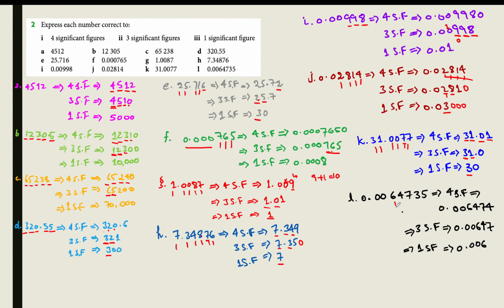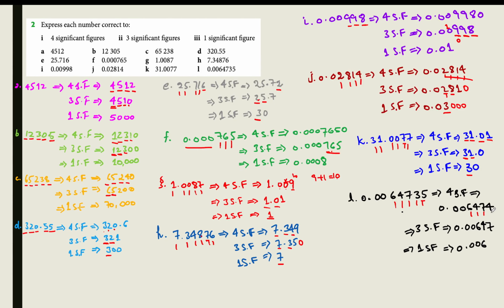The last is 0.0064735. First significant figure, second, third, fourth, fifth. So in here the fifth significant figure is 5, equal to 5, so the fourth significant figure will be rounded up by one number, therefore it will become 6474, 0.006474.